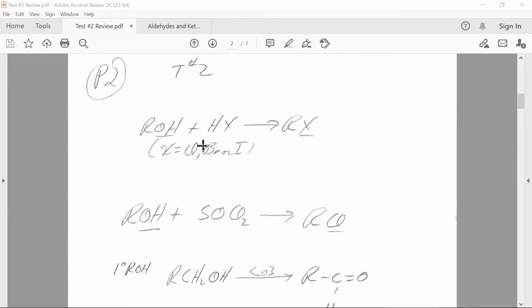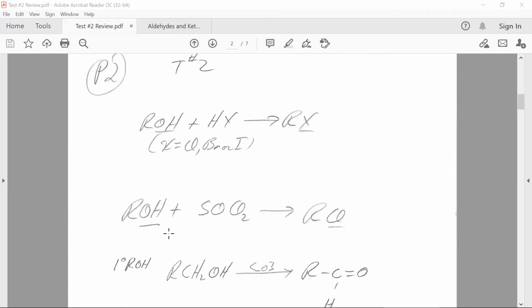Now, fun reaction time, yay. All right, if you have an alcohol reacted with HX, where X is chlorine, bromine, or iodine, you replace the hydroxyl group with the halogen on the carbon in R that had the hydroxyl group. Now, if you had a double bond, this would be no good. So someone came up with, take an alcohol and react it with thionyl chloride, SOCl2. You replace the hydroxyl group on the carbon with the chlorine.